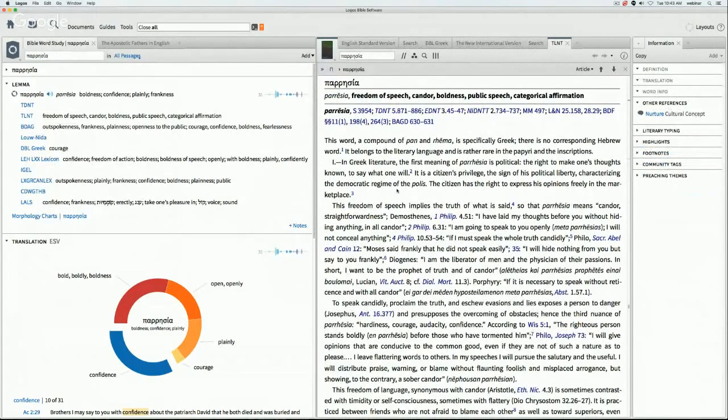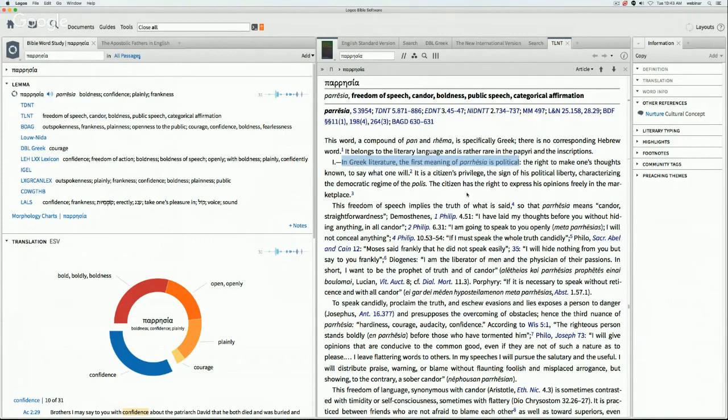So here we find that in Greek literature, the first meaning of parousia is political, the right to make one's own thoughts known, to say what one will. So it is a citizen's privilege. And this is one that comes up.